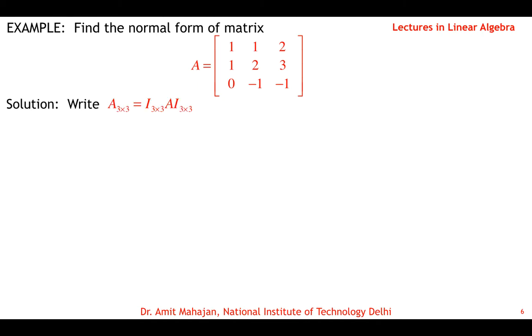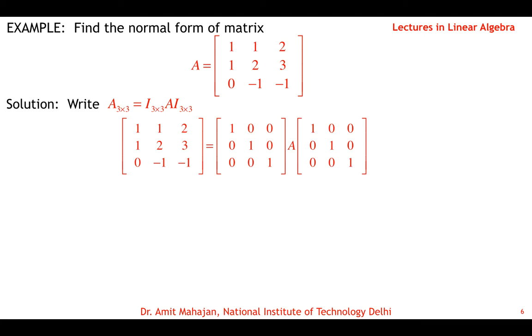Okay, so what we start with is by writing that A is equal to identity times A times identity, and in this case, because it's a 3 by 3 matrix, 3 rows and 3 columns, both identity matrices are of the same size, 3 by 3. Now we can rewrite this by writing the left hand side as this matrix, and also writing the identity matrix of order 3.